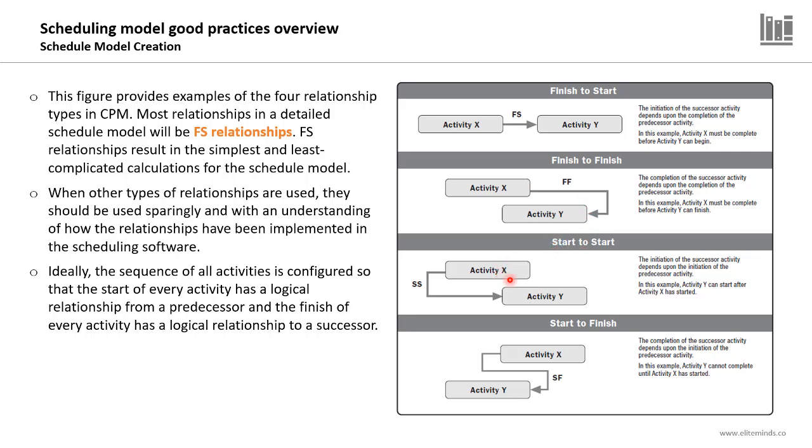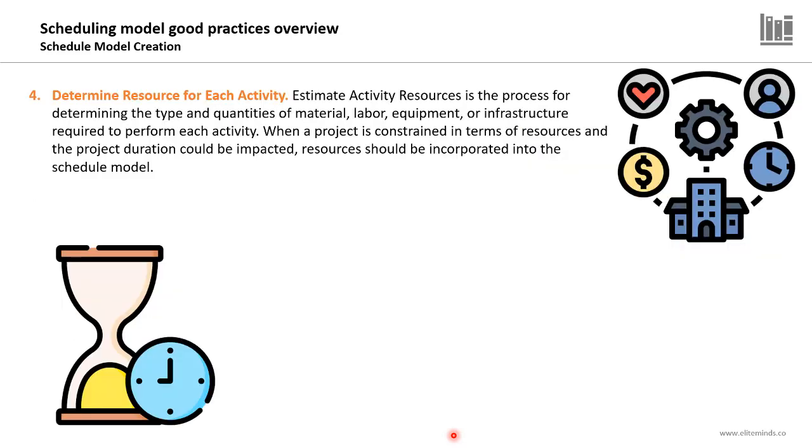A start to start relationship, in this example, activity Y can start only after activity X has started. And this is the most rarely used logical relationship, a start to finish. In this example, activity Y cannot finish until activity X has started. This is a start to finish relationship. So in the sequencing activities step, we need to assign a logical relationship for each activity.